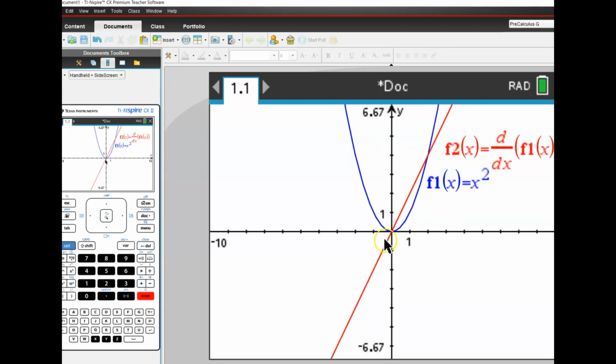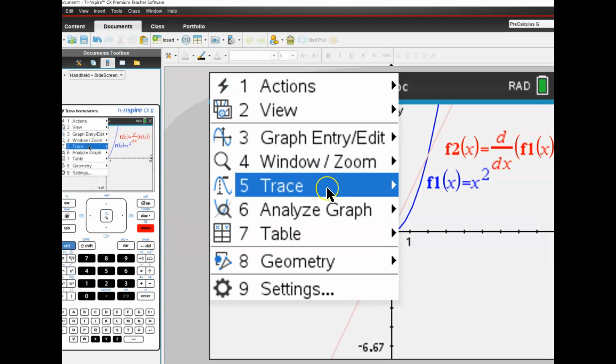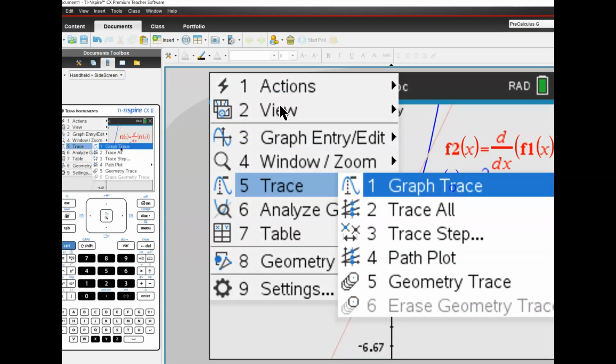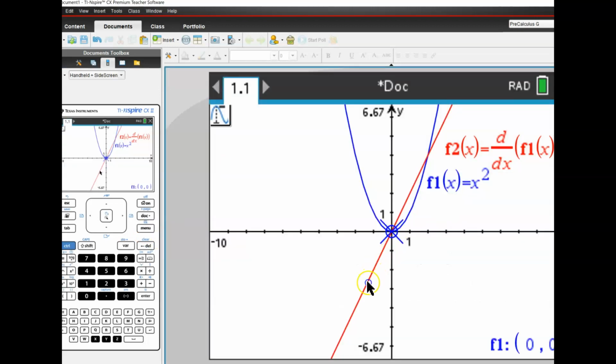So I could pick any point. Like, what about right here? What is this point right here? I could trace it. Oh, okay, so that's telling me that at an x value of -1 for my original graph in blue, the slope there is going to be, well, what's my y value here? -1. It'll tell me the slope for any point. All right, so I can push trace. Just a moment. I'm going to push trace. Trace graph.